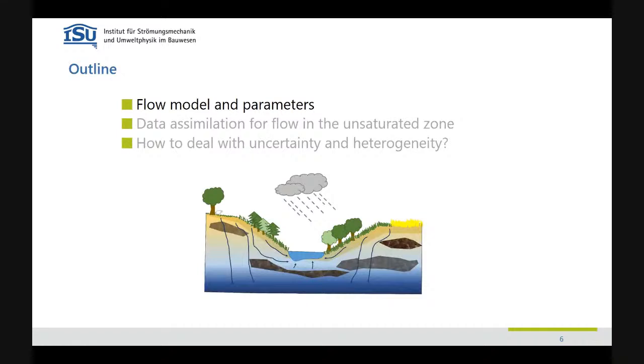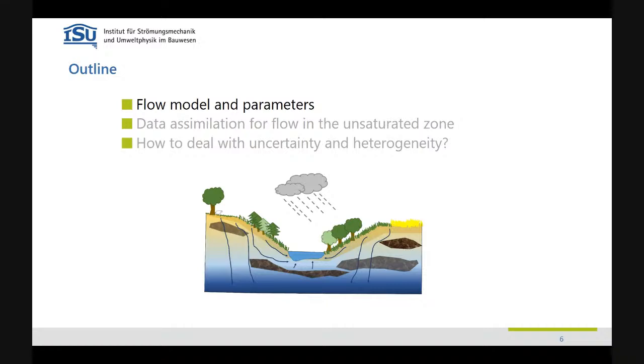Okay, and so this is the structure of the talk I'm going to give about this. First, I want to say something about the models that we use, the flow model, and in particular the parameters that we have here. Then I would like to talk about how we deal with these models in relation to data assimilation. So first I will say something about data assimilation for flow in the unsaturated zone, what I mean with this, and then come to the question that we are thinking a lot about, and this is how to deal with the uncertainty and the heterogeneity that we have. Okay, but first about the models.